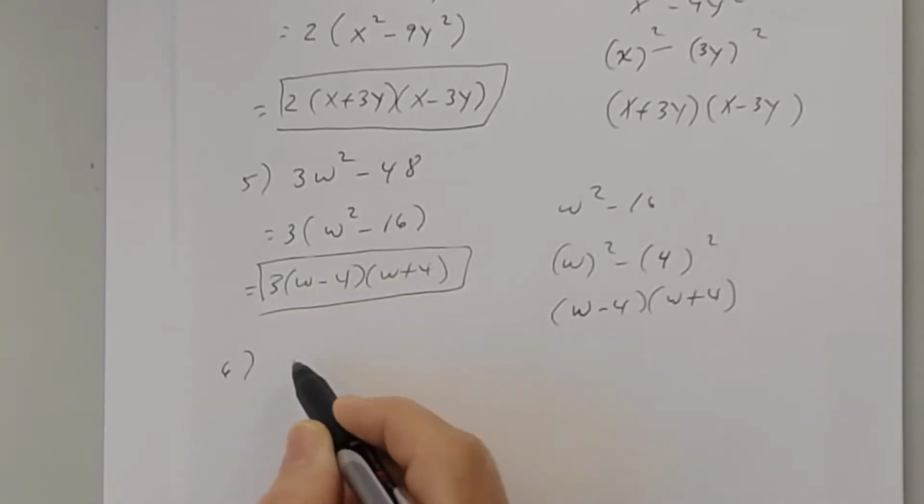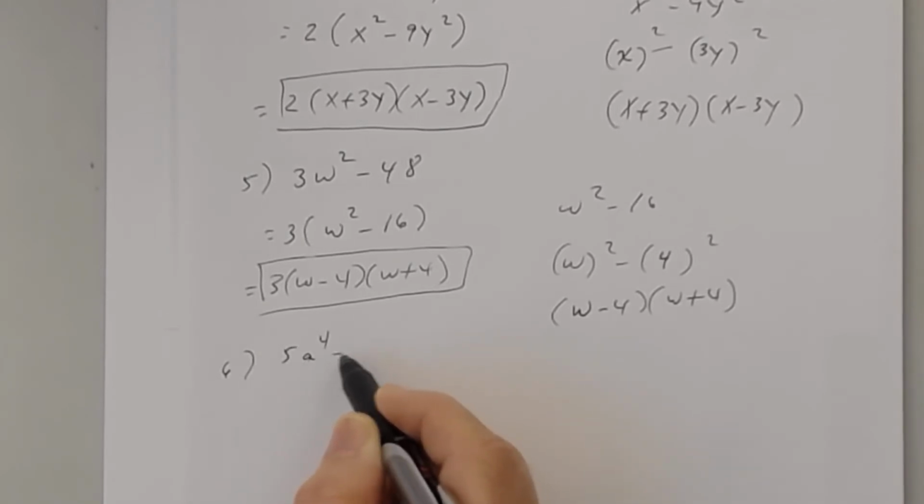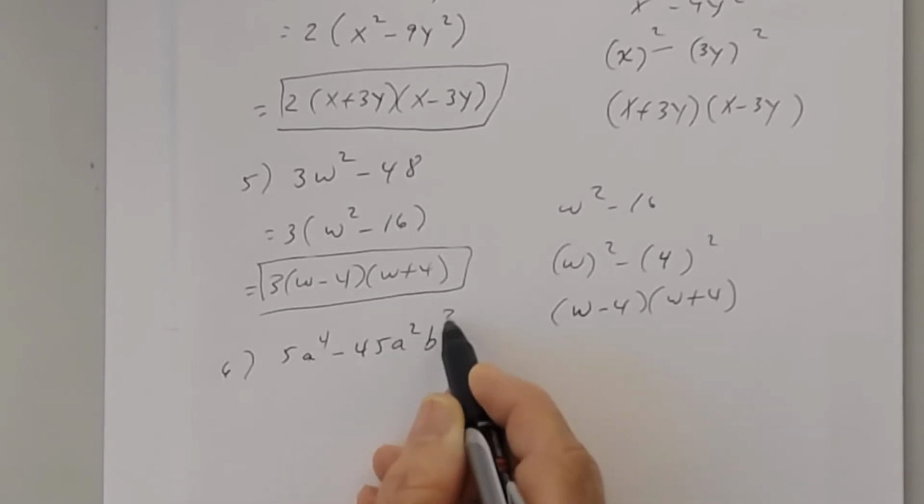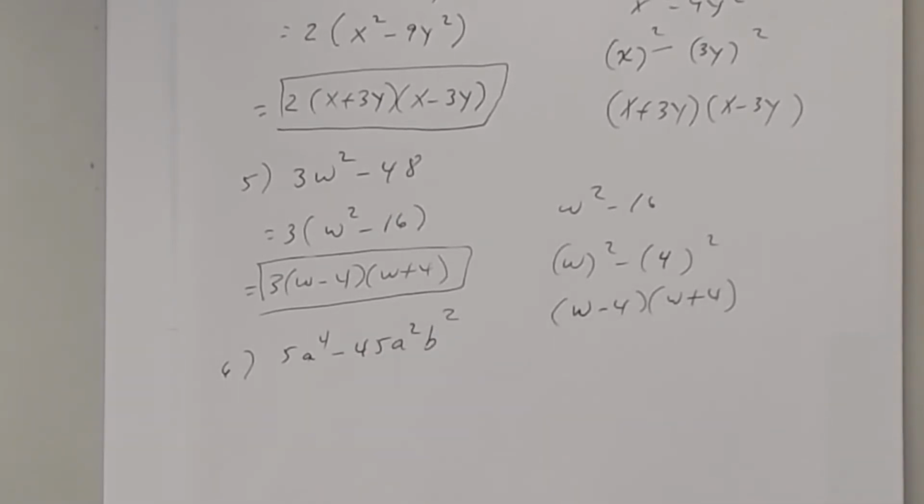Number 6. What if you had 5a to the 4th minus 45a squared b squared? Oh my gosh. All right, so 5a to the 4th minus 45a squared b squared.